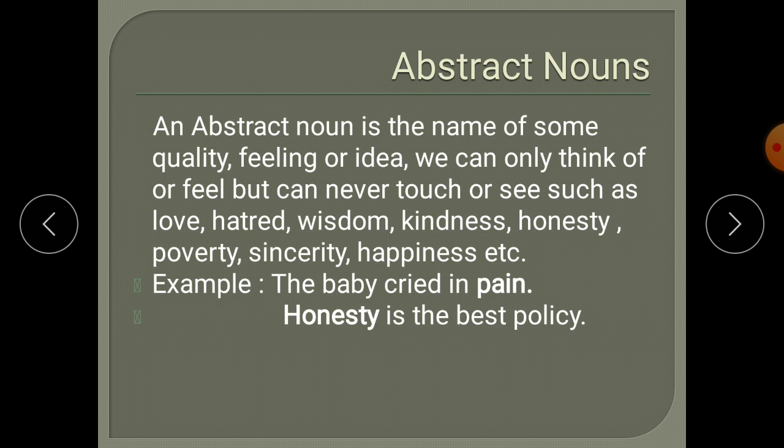Here is the definition of abstract nouns. An abstract noun is the name of some quality, feeling, or idea. We can only think of or feel, but can never touch or see, such as love. We cannot touch love, hatred, wisdom, kindness, honesty, poverty, sincerity, happiness, etc. We cannot see or touch all these things, but we can think of and we can feel also. For example, the baby cried in pain. We cannot measure the pain, we cannot touch the pain, but we can feel it.